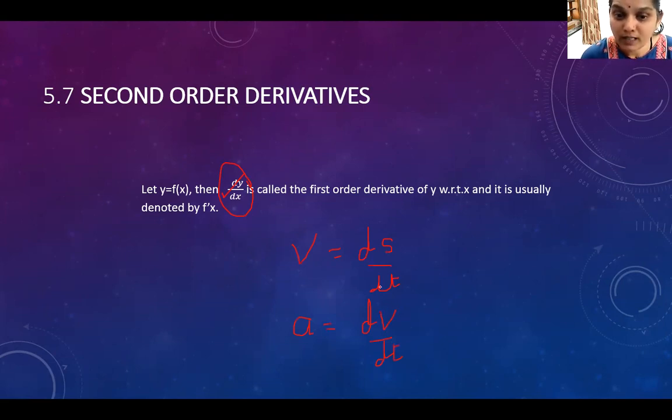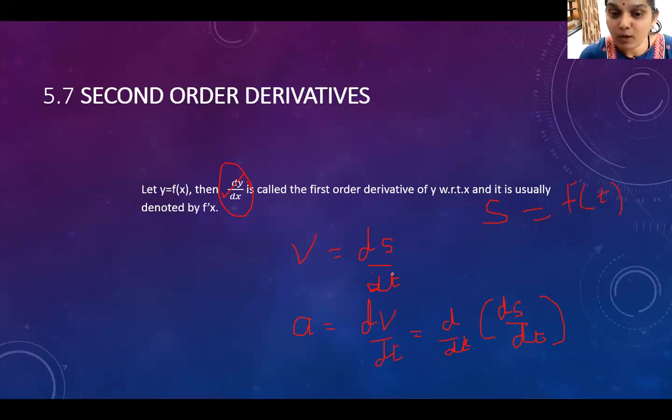But what is v? v is again ds by dt, so I can write it as d by dt of ds by dt. If displacement is a function of t, then ds upon dt will be the velocity. Rate of change of velocity means you have to once again differentiate this velocity function with respect to t to get the acceleration. Then d by dt of ds by dt means you are once again differentiating the first order derivative, so this becomes the second order derivative.